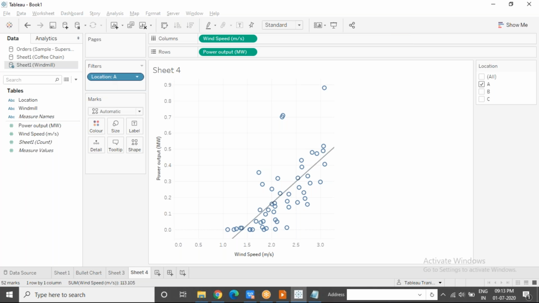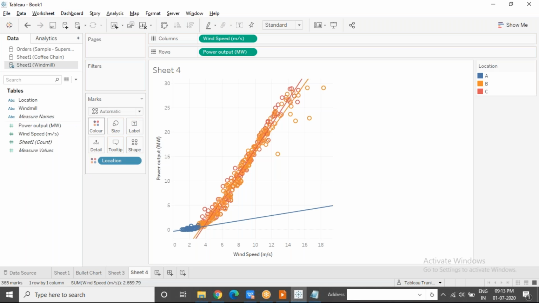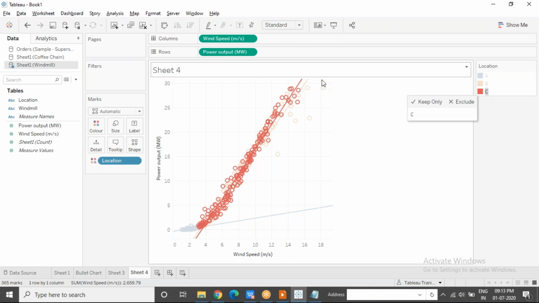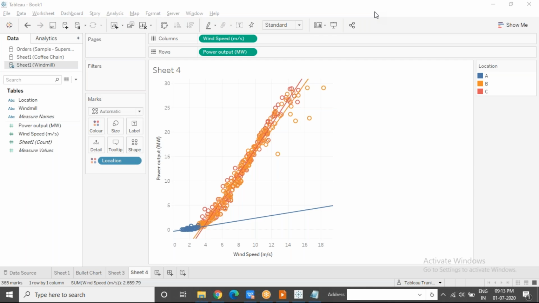Another way of doing it in a very efficient way, what we can do is take that location to the color shelf. When you take a dimension to the color shelf, Tableau will compute the trend per color automatically. So location A trend is separately computed with a separate trend line shown there. Location B trend computed and the line shown there in orange. Location C data in red and the color of the line in red. So this we can do in Tableau. You can very easily break down your analysis and separate it by using the color shelf.